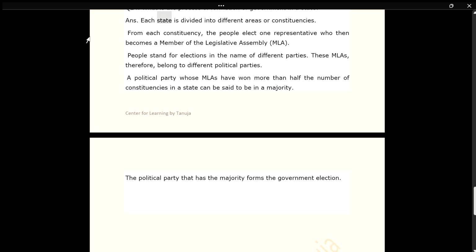Q24. What is the process of formation of government in a state? Ans. Each state is divided into different areas or constituencies. From each constituency, the people elect one representative who then becomes a member of the Legislative Assembly, MLA. People stand for elections in the name of different parties. These MLAs, therefore, belong to different political parties. A political party whose MLAs have won more than half the number of constituencies in a state can be said to be in a majority. The political party that has the majority forms the government.